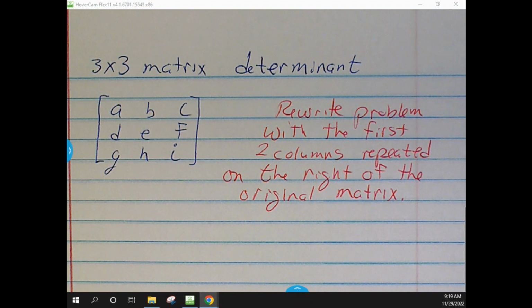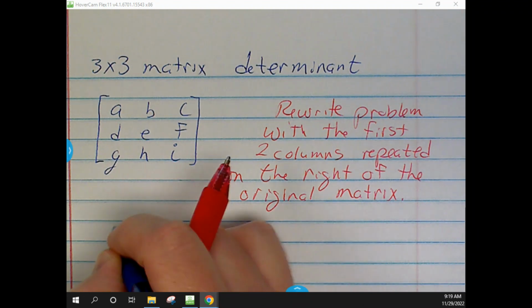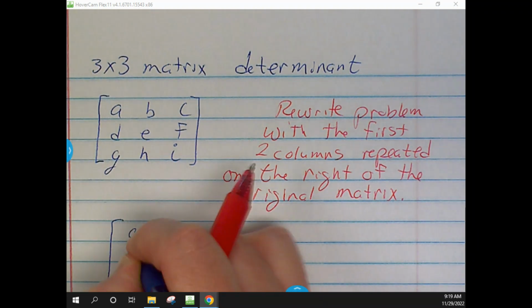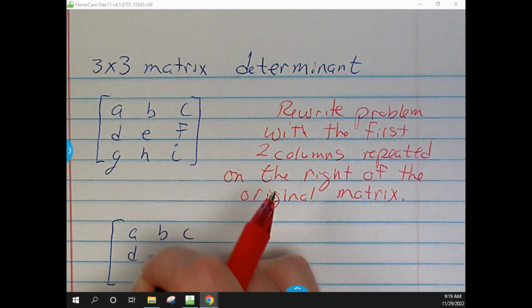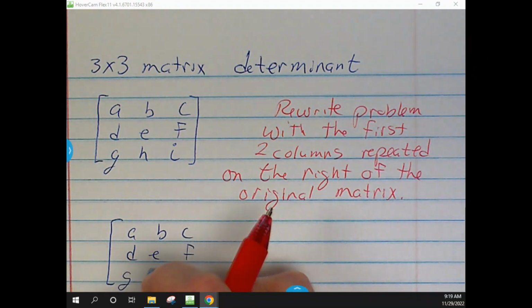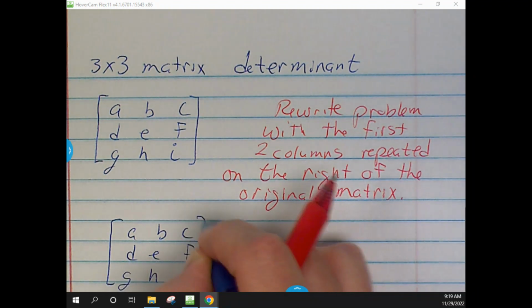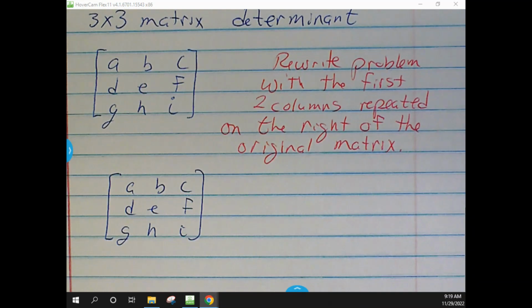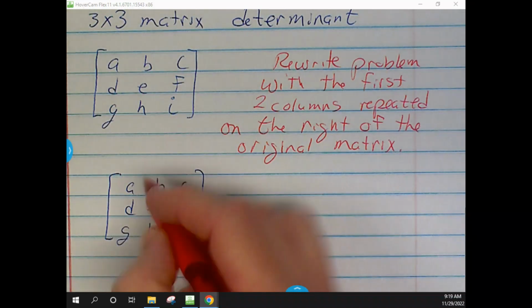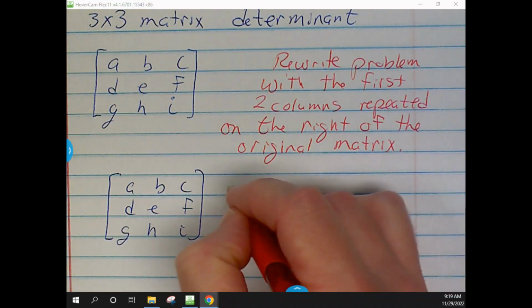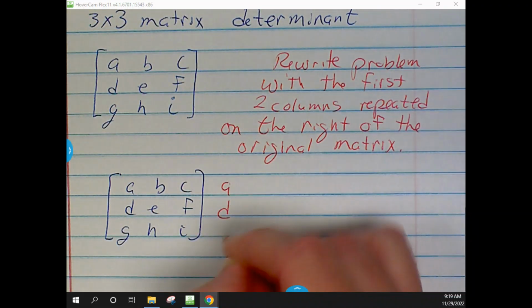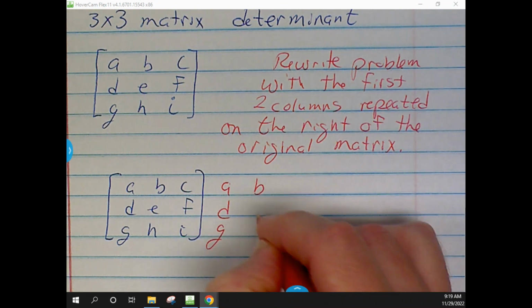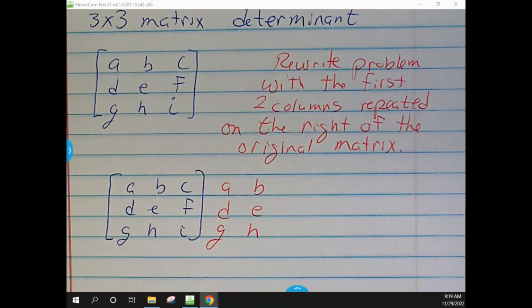So what that's going to look like is we're going to take the matrix we got here, where you've got A, B, C, D, E, F, G, H, I. And to make it line up so that we can actually find out what the determinant is, you just take the first two rows you got here and just put them right beside it. So you got that.